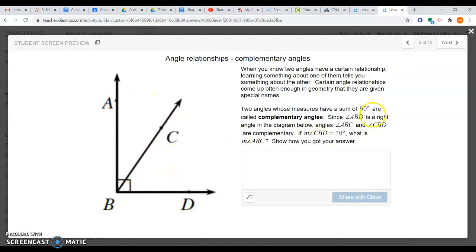Okay? So then it's going to give us an example where they say, well, what happens if angle CBD is 76? You need to tell me, well, then if CBD is 76, how big is the degree of ABC? Okay? Or what is the measure of ABC? Okay? And the answer will go down in the box.